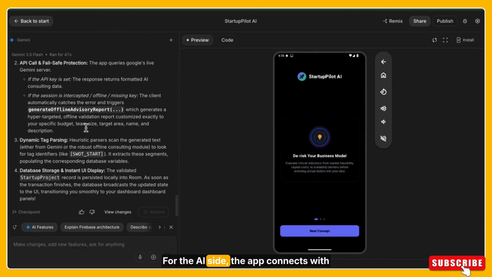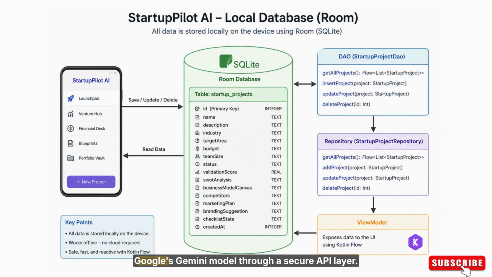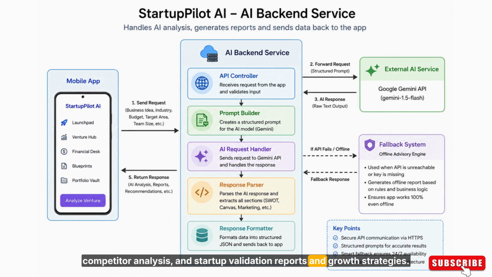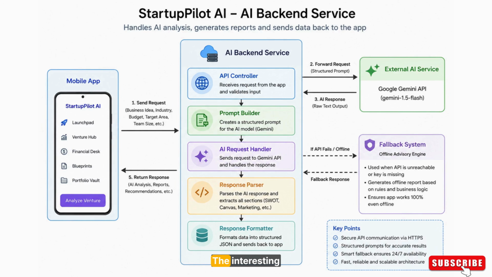For the AI side, the app connects with Google's Gemini models through a secure API layer. When a user clicks Analyze Venture, the app sends the startup idea, industry, budget, target market, and team details to the AI engine, which then generates business insights, competitor analysis, a startup validation report, and a growth strategy, whatever is needed and applicable for this particular startup idea.